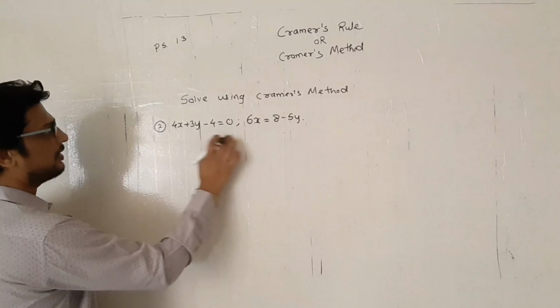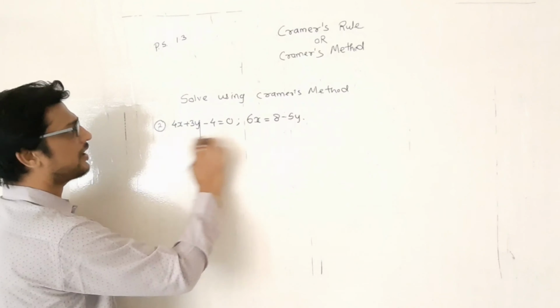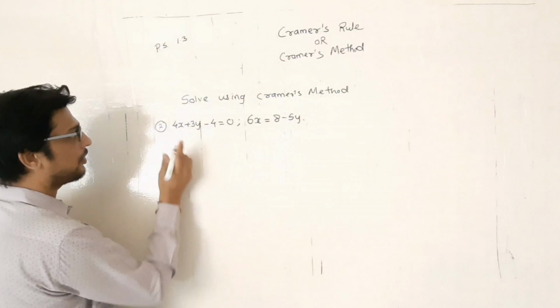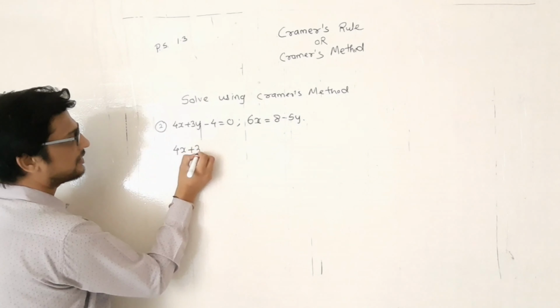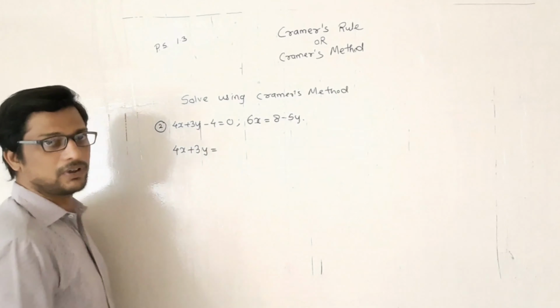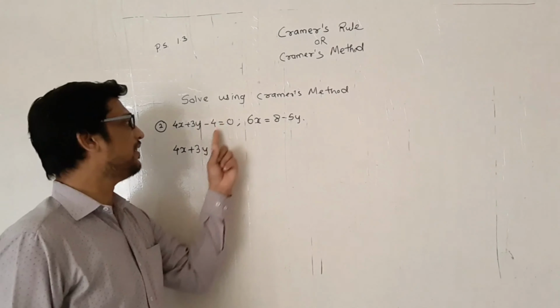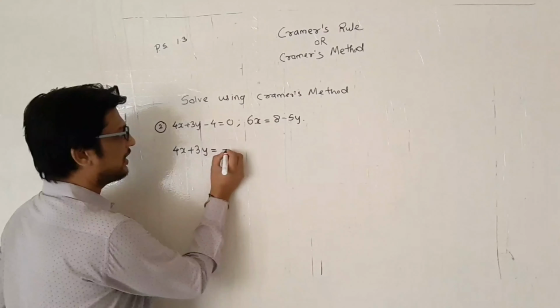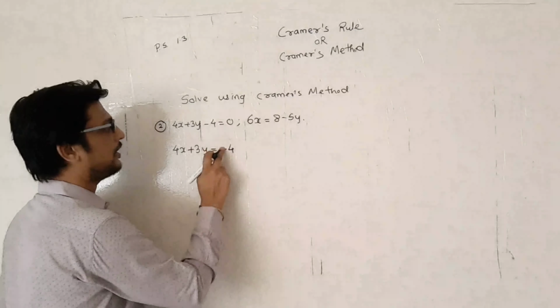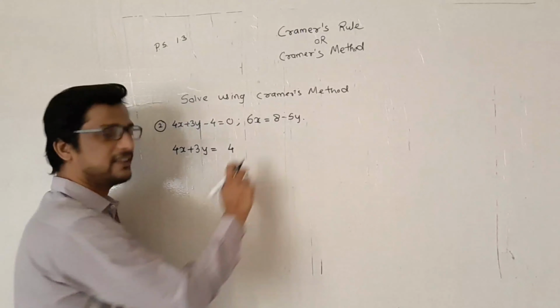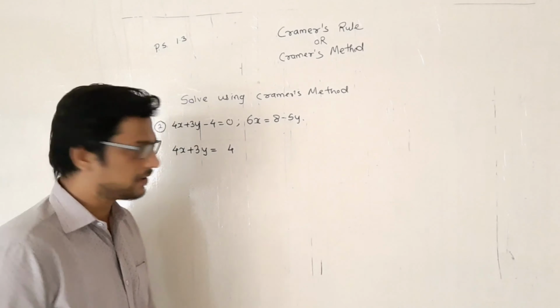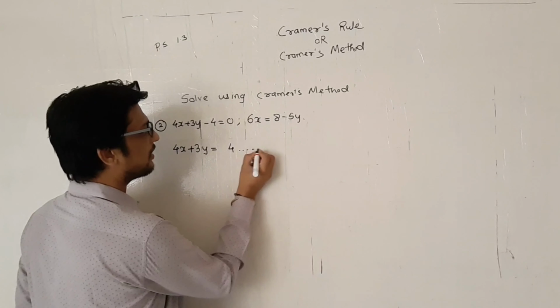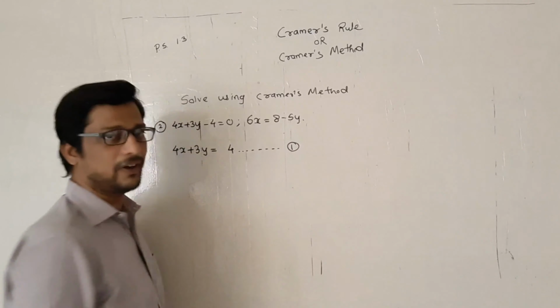See, this is not in standard form. To make it in standard form, what I will do, I will write 4x plus 3y is equal to. I will shift this minus 4 to that side, because it doesn't contain any variable. When I shift minus 4 to that side, it will become plus 4, and it does not contain any kind of variable. Ready? So let us number this as equation number 1.